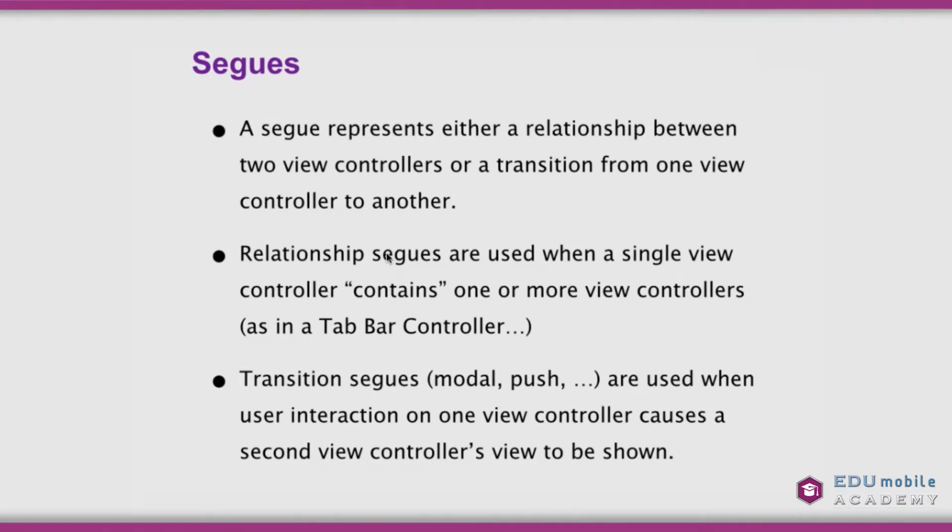Segues, again, are the transitions between views and their view controllers. So a segue represents either a relationship between two view controllers or a transition from one view controller to another. So what's the difference? Well, a relationship segue is used when a single view controller owns or contains one or more view controllers. This happens in a tab bar controller, for instance, and we'll talk about that and see how that happens. That's really the only place within the template code, certainly, that relationship segues occur.